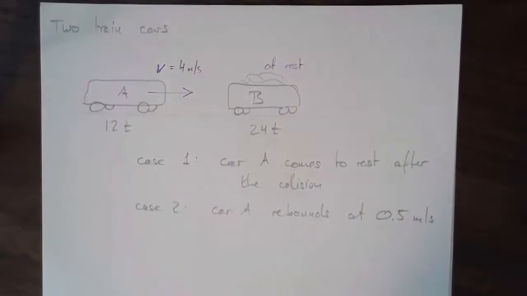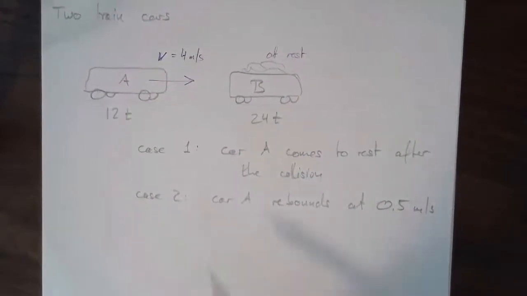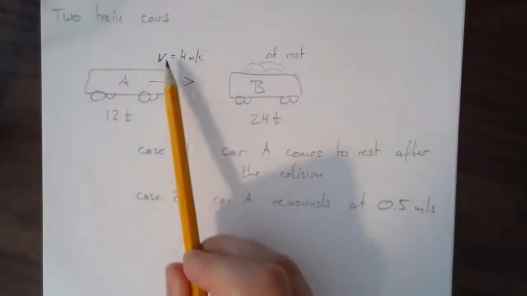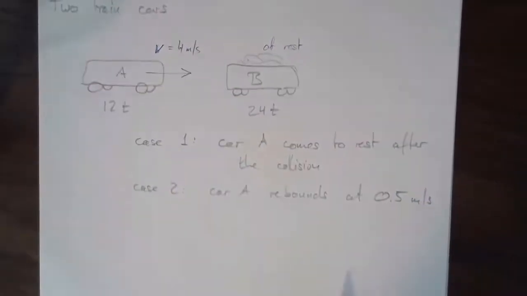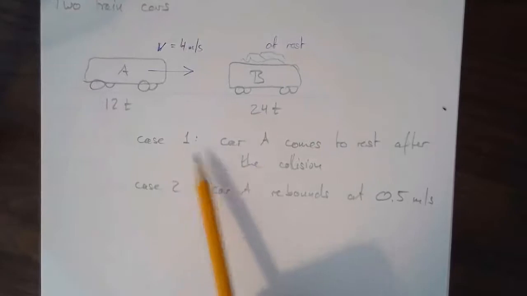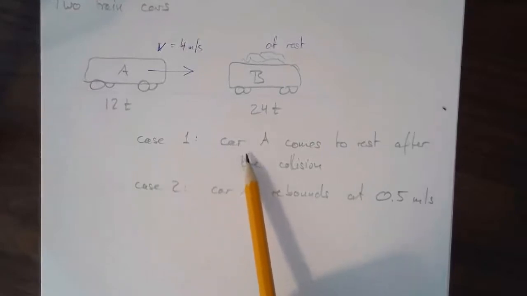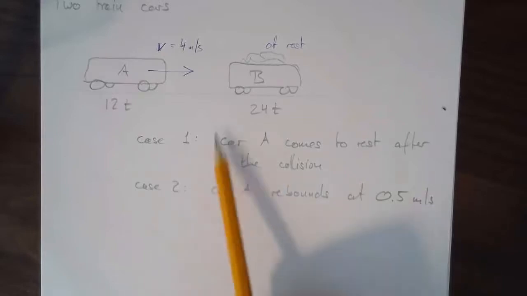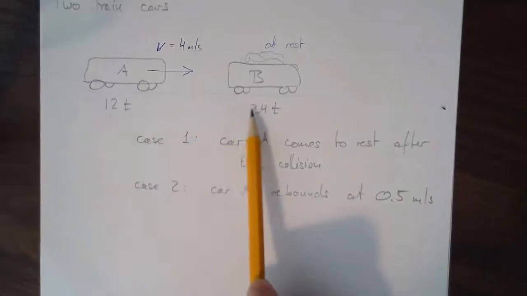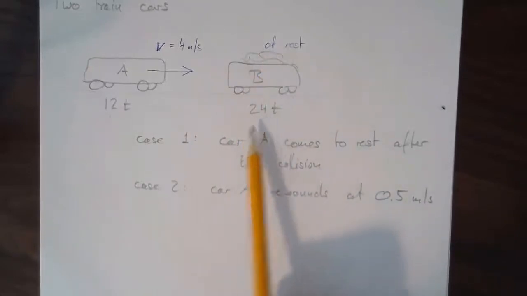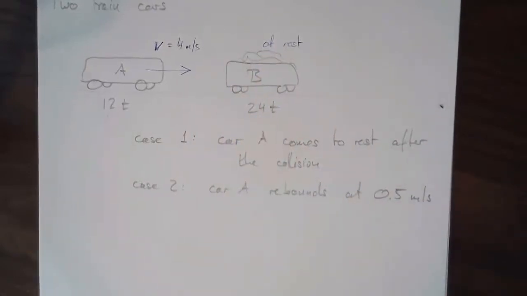And here's my first example. I imagine I've got 2 train cars. I'll call them A and B. And A moves with 4 meters per second towards B. We're going to consider 2 cases: one where the car A comes to rest, and case 2 where the car A actually bounces back. Notice that this one's 12 tons. This one I've loaded up with stuff, so it's 24 tons.